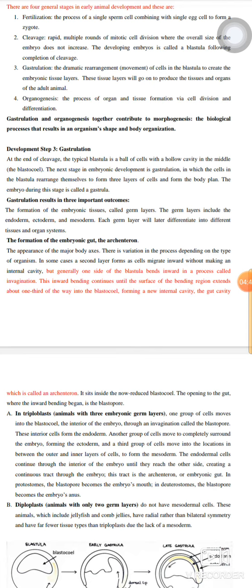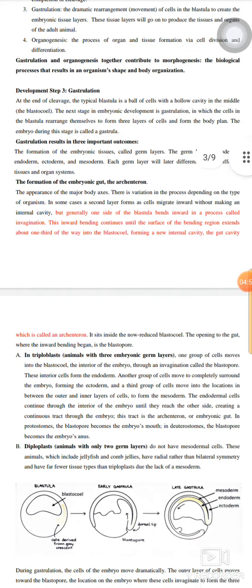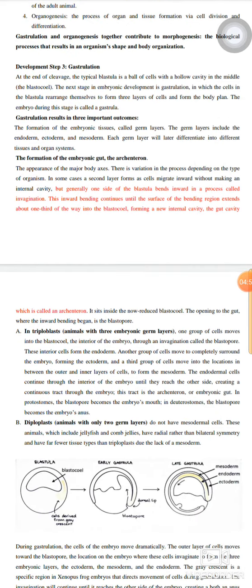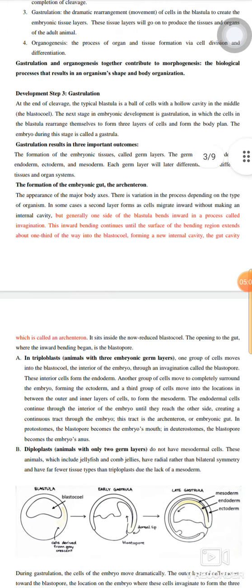Gastrulation results in three important outcomes, which can also be two important outcomes when we have only ectoderm and endoderm, but is three if we have ectoderm, mesoderm, and endoderm. So we'll talk about the formation of the embryonic gut, which is called the archenteron. The appearance of the major body axis. Okay, let me just be quick so that this video won't be long.